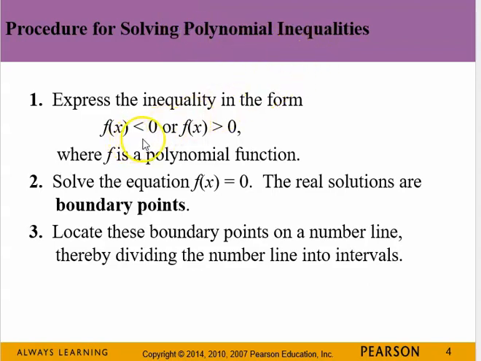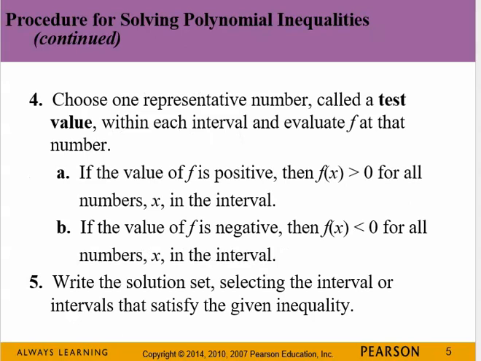We express it as a function as either less than or greater than. We want to solve for the boundary points, which we'll go over. We locate these boundary points on a number line, thereby dividing the number line into intervals. And then we're going to choose representative numbers called test values. And then we want to see in which position these test values fall. And then we will write the interval notation for what we see.